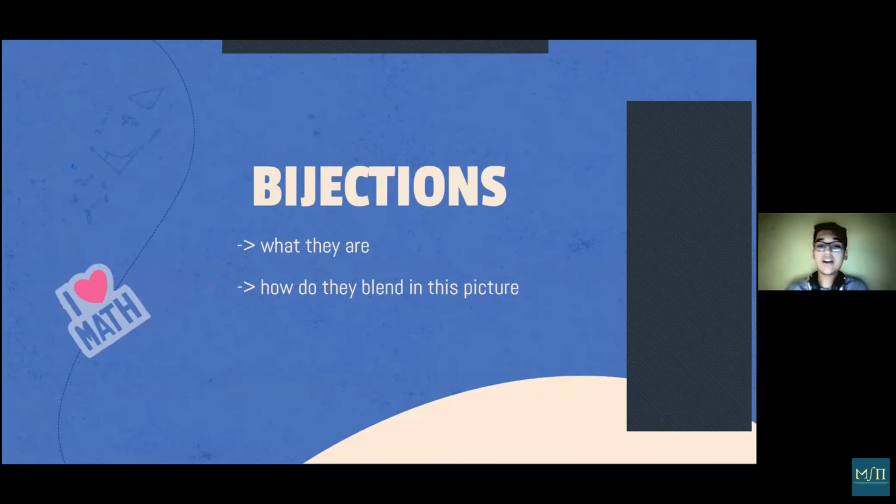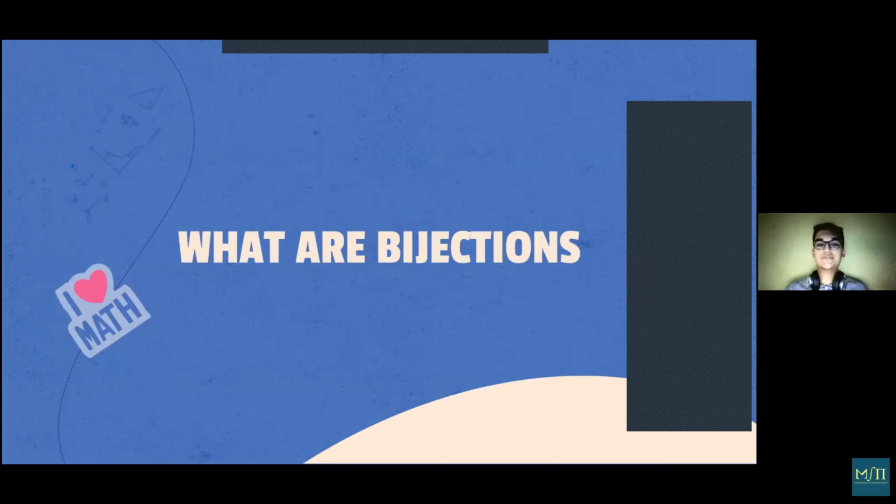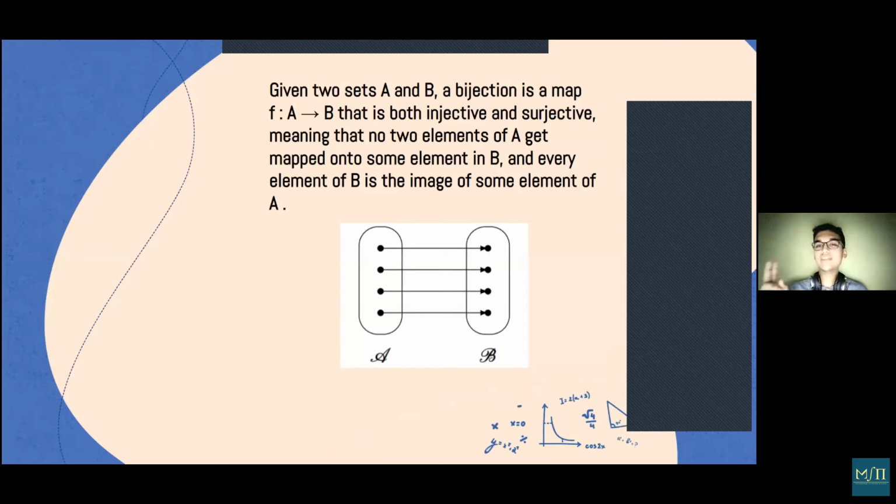Bijections, what they are and how they blend in this entire picture. What are bijections? If we are given two sets, a bijection is a map from the first set to the second set, which is both injective and surjective. What does this mean? It means that no two elements of A get mapped to the same element in B, and every element in B is mapped with a particular element in A. So this picture exemplifies this entire concept perfectly. There's a one-to-one correspondence between elements, and bijection is also called one-to-one correspondence.